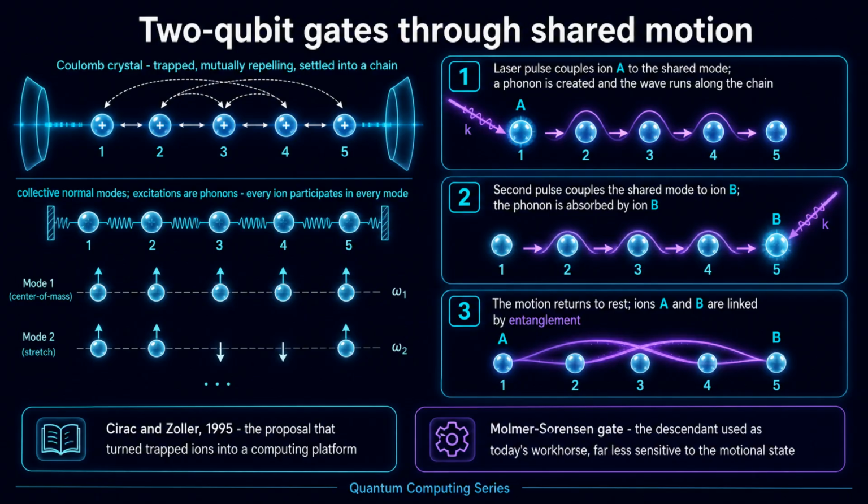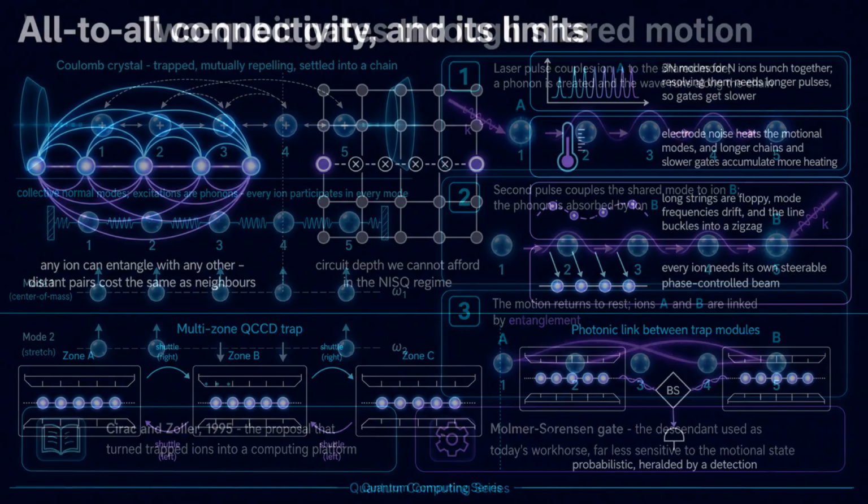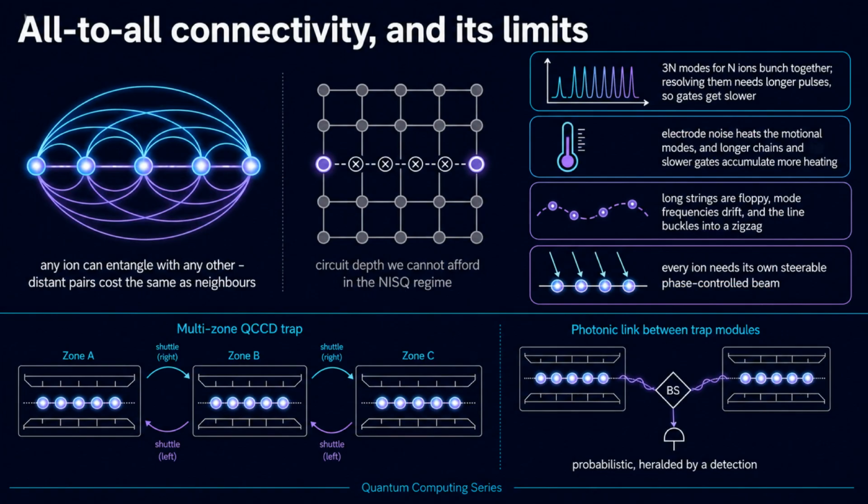Cirac and Zoller proposed this in 1995. Today's workhorse is the Mølmer-Sørensen gate. Because every ion couples to the same shared mode, any ion can entangle with any other. That is all-to-all connectivity, a real architectural advantage. On a nearest neighbor chip, you must walk one qubit across with a chain of swap gates, and circuit depth is expensive in the NISQ regime.